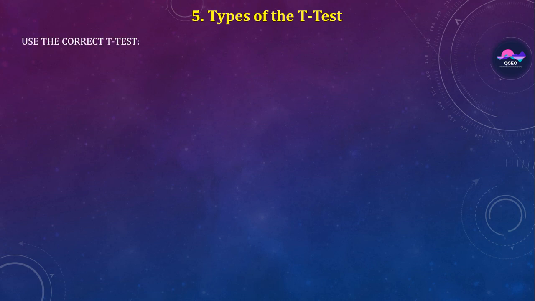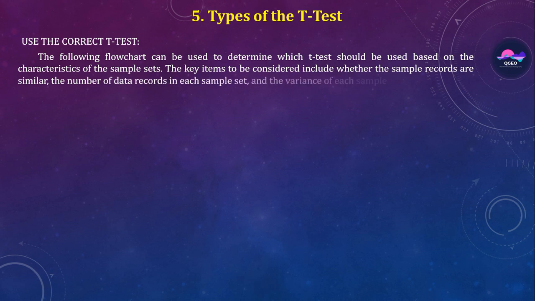Types of t-test. Use the correct t-test. The following flowchart can be used to determine which t-test should be used based on the characteristics of the sample set. The key items to be considered include whether the sample records are similar, the number of data records in each sample set, and the variance of each sample set.